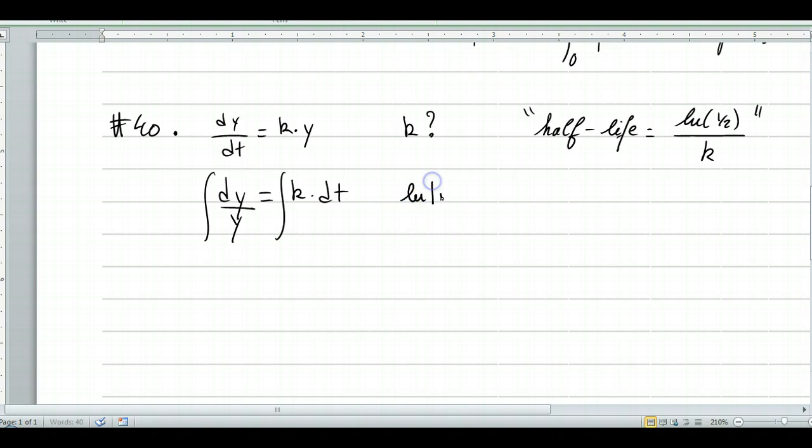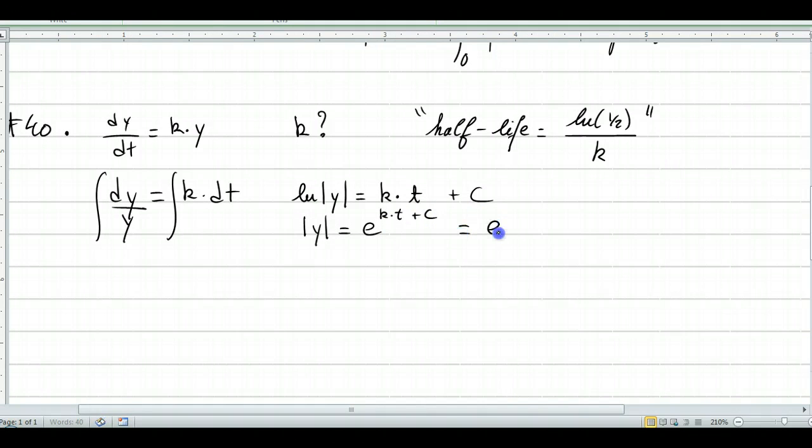On the left you have ln of the absolute value of y equals, and on the right you have k times t, plus a constant of integration. You cannot forget this one. I want to solve for the absolute value of y. We've done this kind of equation before, so you apply the exponential function on both sides. So the absolute value of y is equal to e^(kt+c). We've seen that before. This is the same as e^(kt) times e^c.